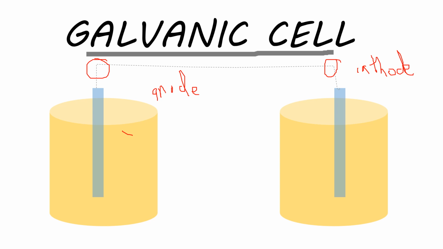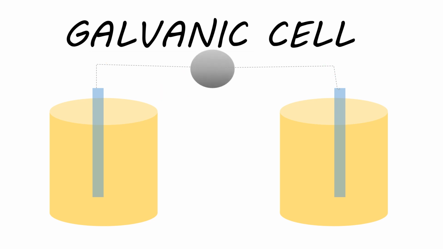Now, to measure how much cell potential this cell creates, we will place a voltmeter. With the help of this voltmeter, we can indicate from where the electrons are moving. If electrons move in this direction, the arrow will point like this. If the electrons are moving in the other direction, the arrow will point like this.